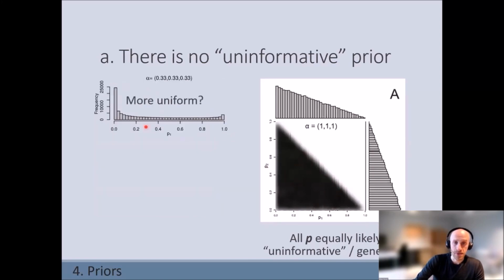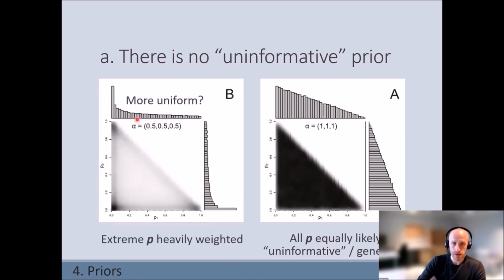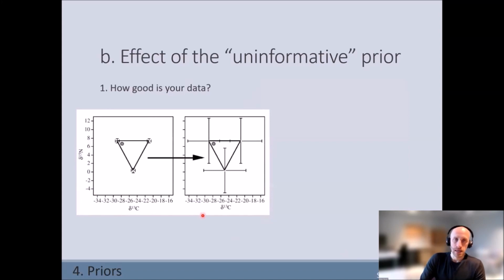You might think that something else that looked like this, alpha 1/3, 1/3, 1/3, looks more uniform, perhaps. But that actually puts heavy weight on the extreme values of very low or very high proportions of source one and source two. So it's not less informative than the alpha 1 1 1 prior. Then, what is the effect of this?